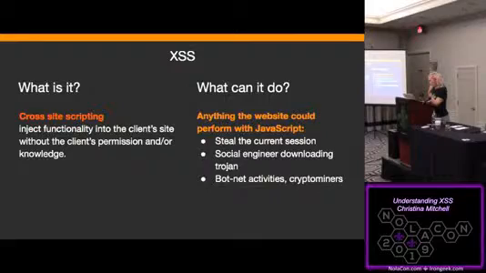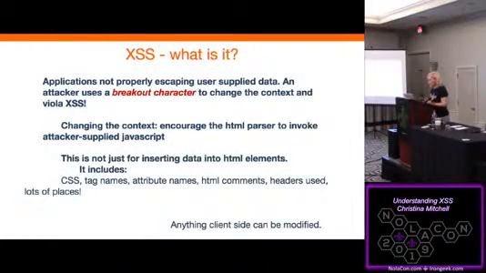All right. Next. So, cross-site scripting is caused by a lack of escaping, which can allow an attacker to change the context. And what I mean by that is encourage the HTML parser to create an attacker-supplied HTML element, which has an attribute to call JavaScript. And that's a mouthful.